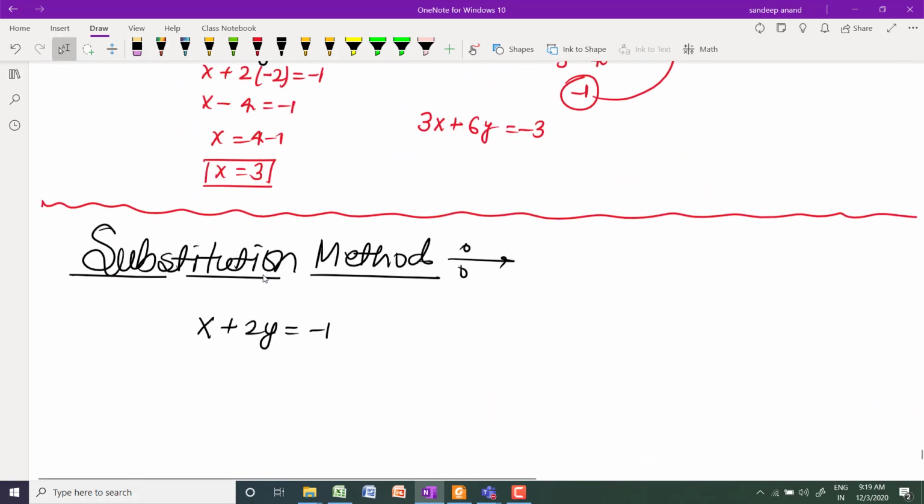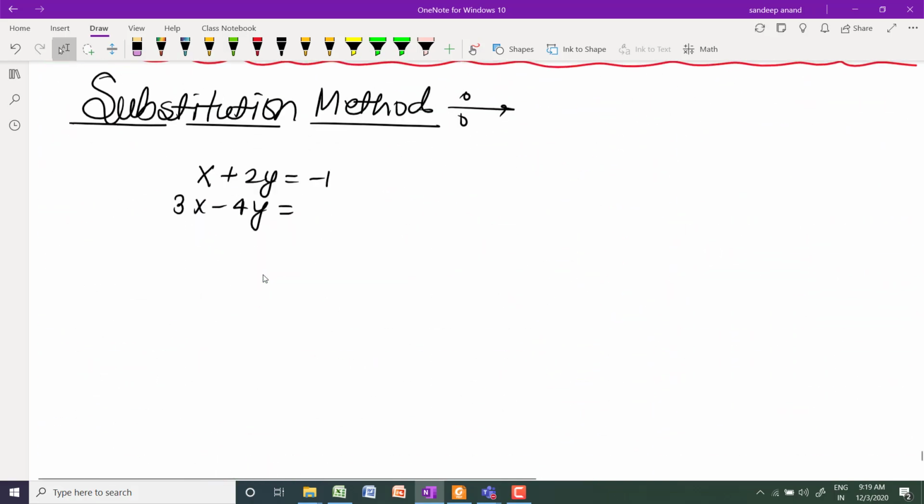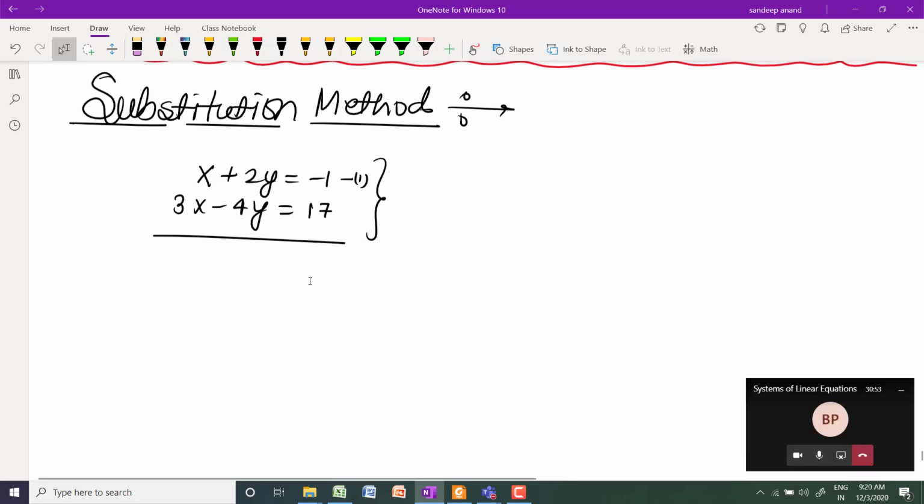And the second is 3x minus 4y equal to 17. Right? Now the same problem I'm going to solve by the substitution method. This is equation number 1 and equation number 2.